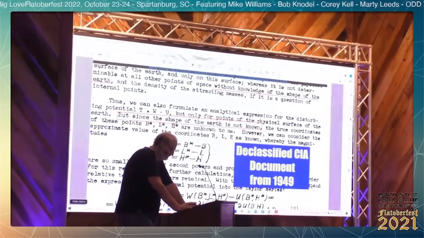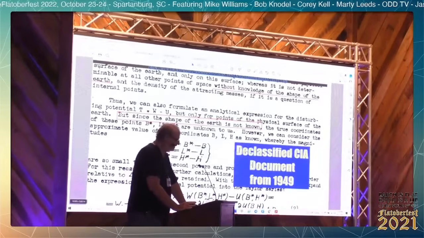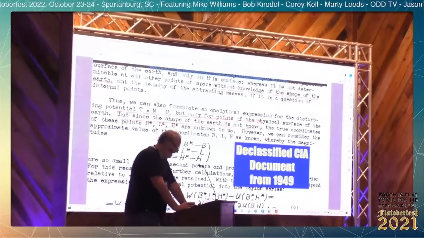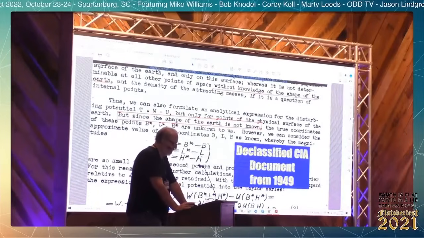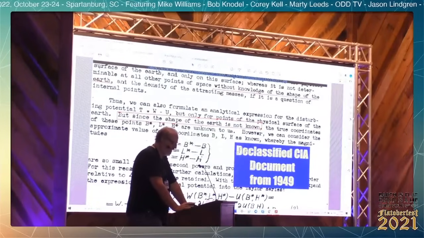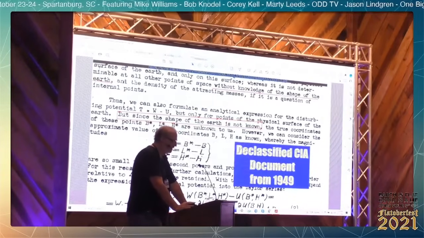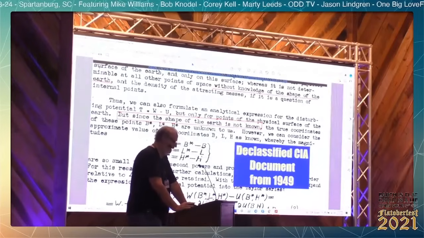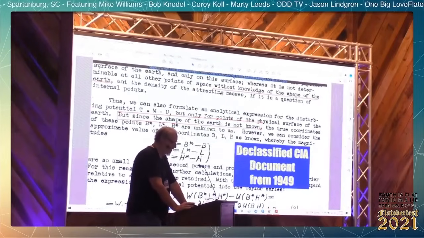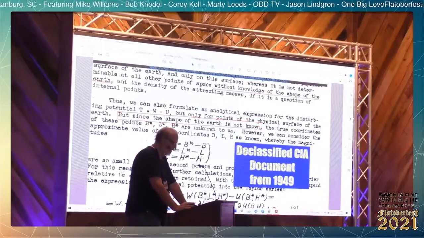And this is, mind you, this particular document was declassified in 1949. And in 1949, even the CIA has admitted, without knowledge of the shape of the Earth and density of attracting masses, if it is a question of internal points. Okay, so they're saying there that they don't even know what the shape of the Earth is. Here they say it again. But since the shape of the Earth is not known, the true coordinates of the points B, L, and H are unknown to us, okay?